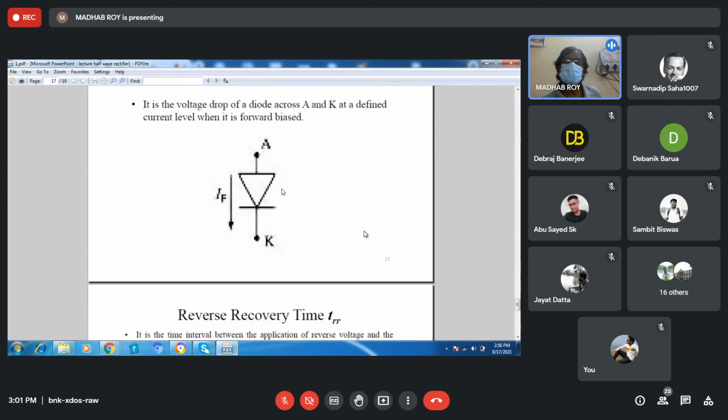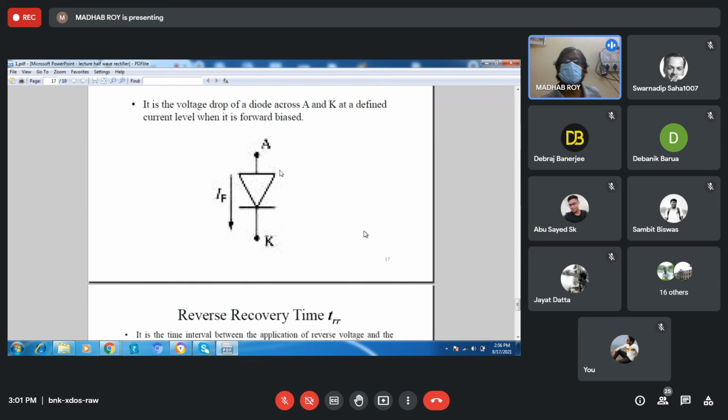And the forward voltage drop is already taught by the other teacher. There must be some forward resistance. Although the forward resistance of the diode is small, there should be some definite value because it is made of semiconducting material. It should have some internal resistance. That's why when current is flowing through it, there must be some voltage drop.